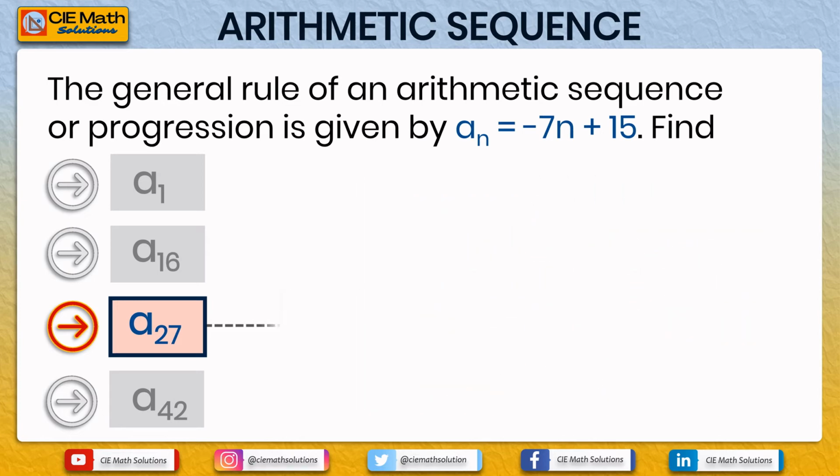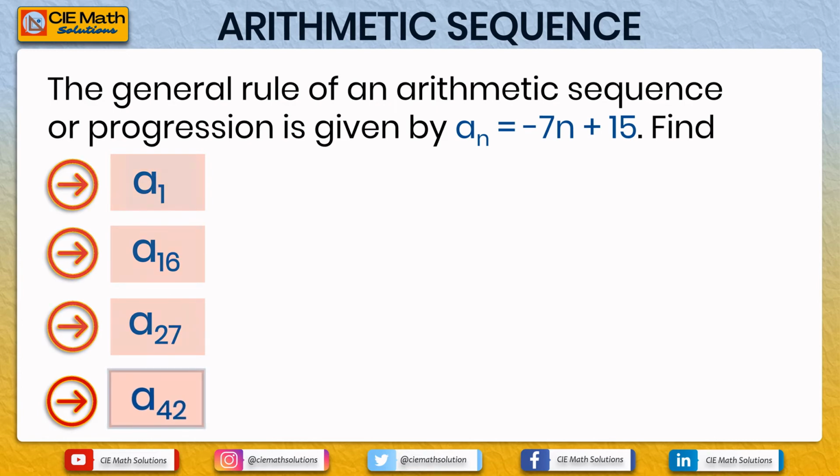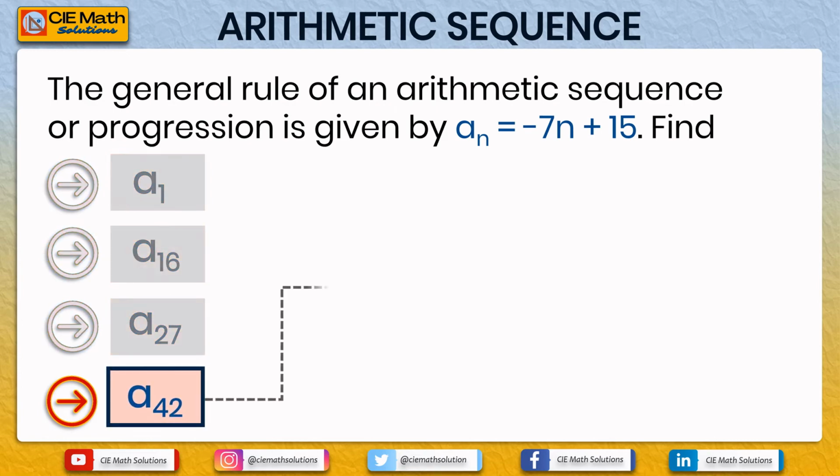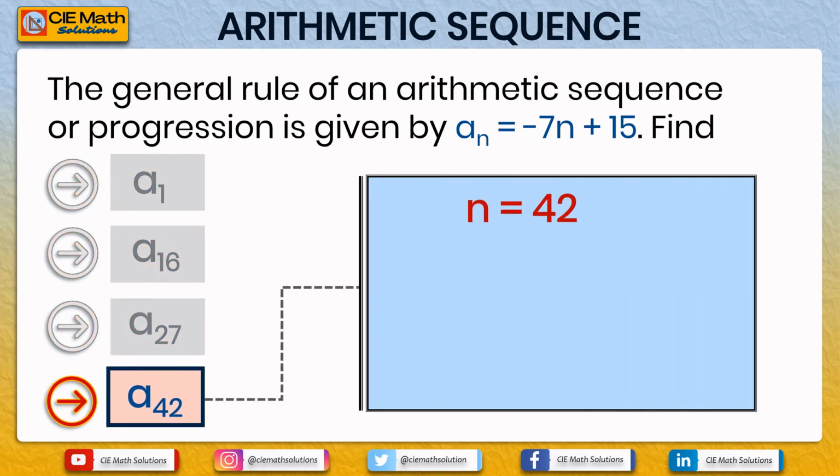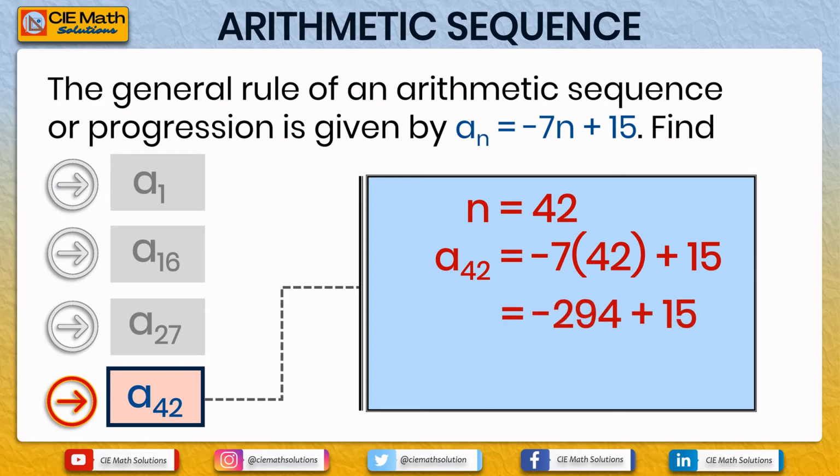For the last one, which is the 42nd term, or a_42, the value of n here is equal to 42. Substituting this value, that will give us negative 7 times 42 plus 15. That is negative 294 plus 15, which is equal to negative 279.